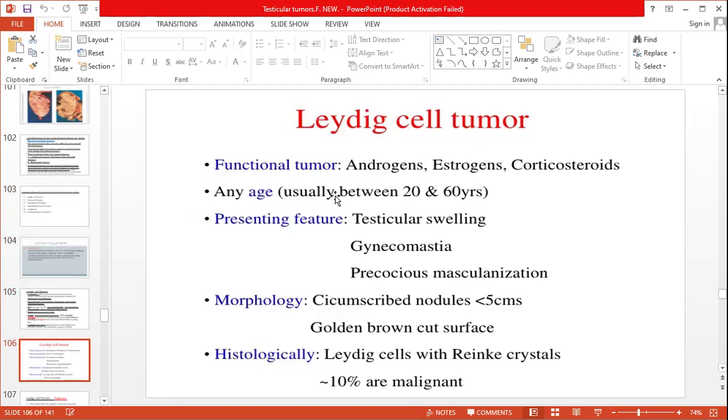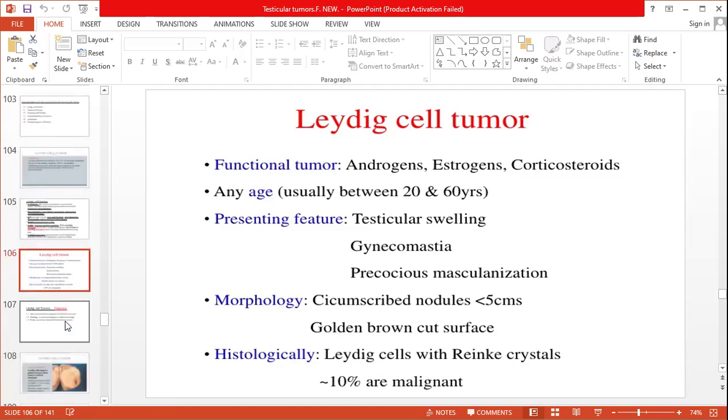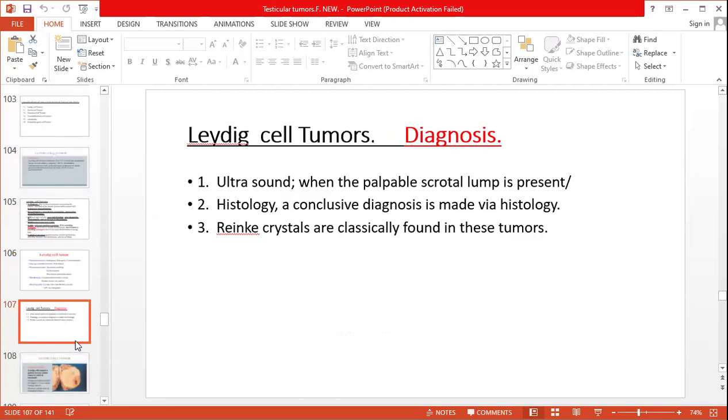Leydig cell tumors produce androgen, estrogen, and corticosteroid, at any age, usually 20 to 60 years of age. Testicular swelling is causing gynecomastia, and the tumors are nodules less than 5 centimeters with a golden brown cut surface, and histologically Leydig cells with Reinke crystals are present in these Leydig cell tumors.